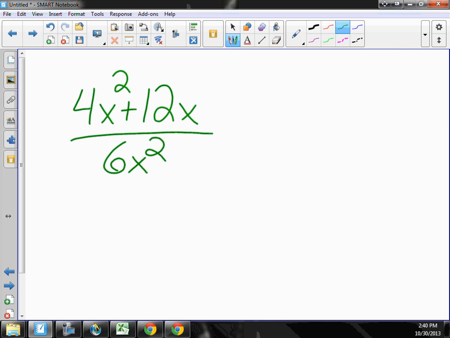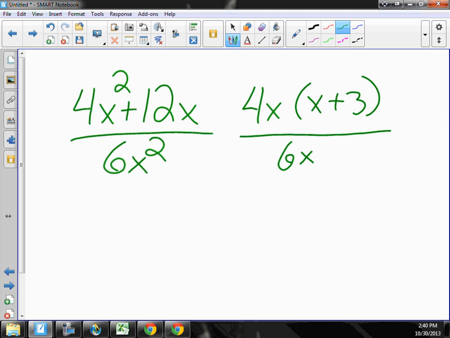Yeah, this is what your assignment's going to look like tonight. Okay, so the top is not a quadratic, right? Can I pull anything out of the top? I can pull out a 4x. So 4x times x plus 3. And then the bottom is 6x squared. Does anything on top cancel anything on bottom?